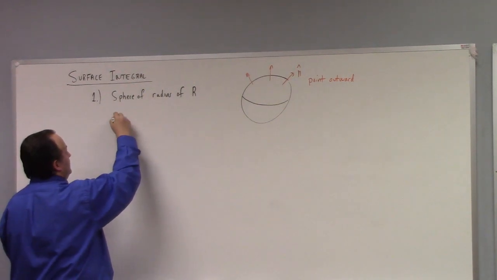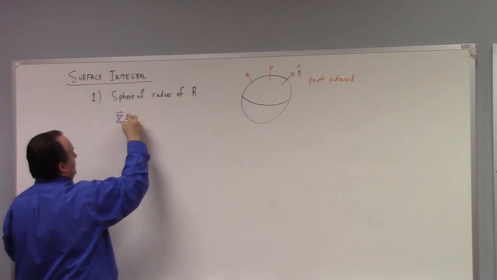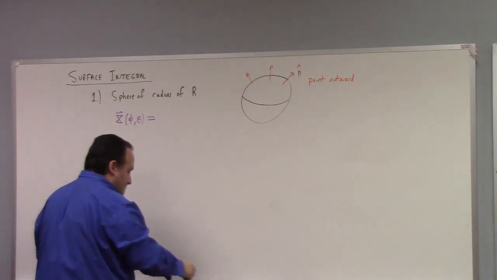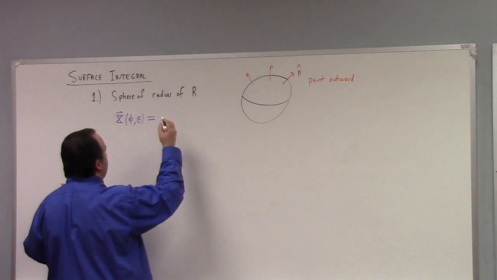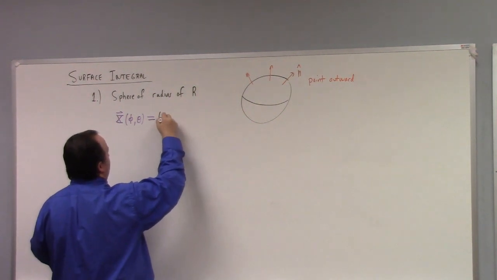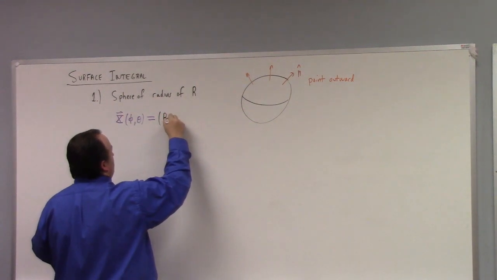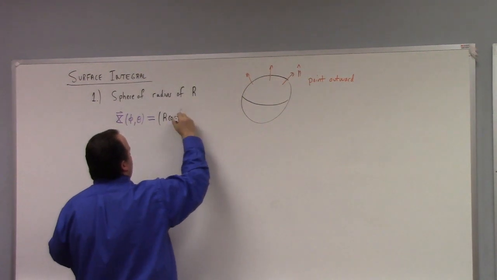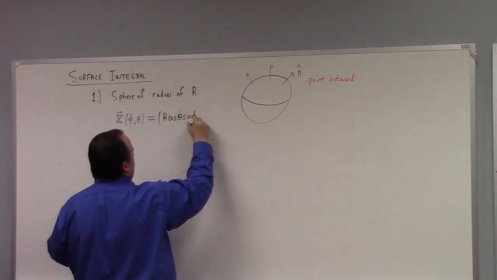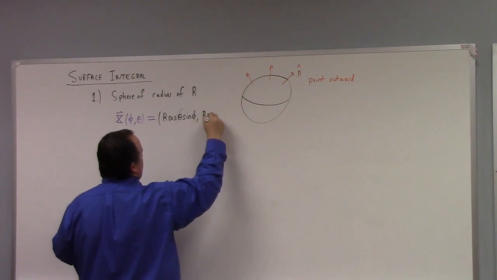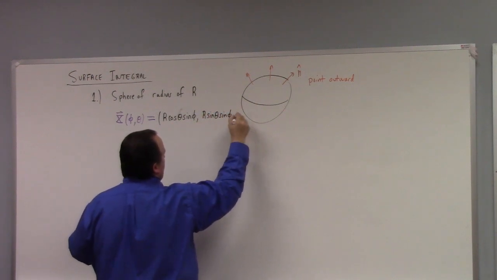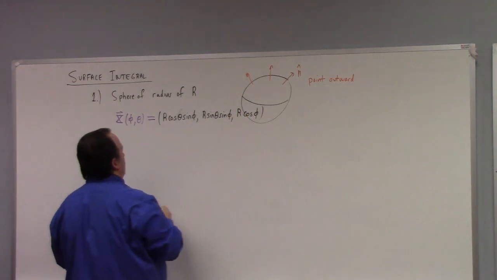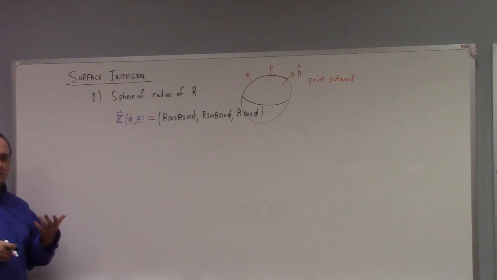The answer is to do this. I'll use phi and theta. I could use u and v here, but I'm going to use phi and theta because it's more honest. And so we've got r cos theta sine phi, r sine theta sine phi, and r cosine phi. That is a good parameterization of the sphere.